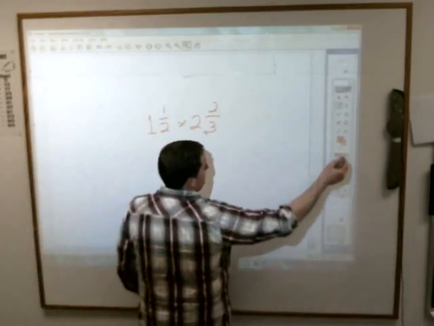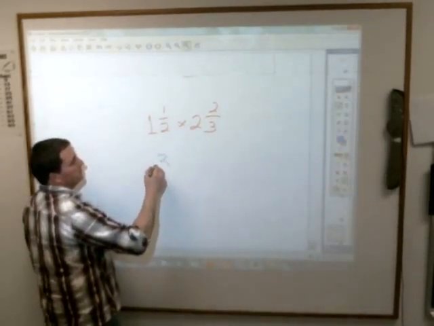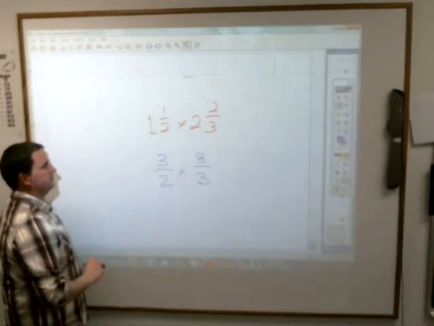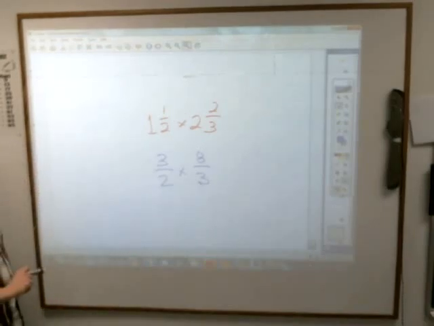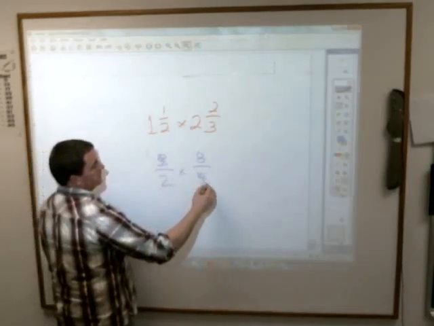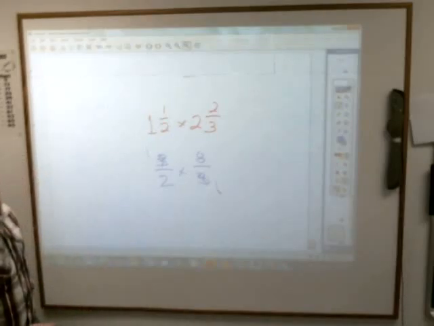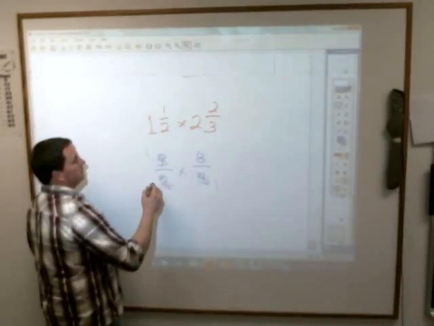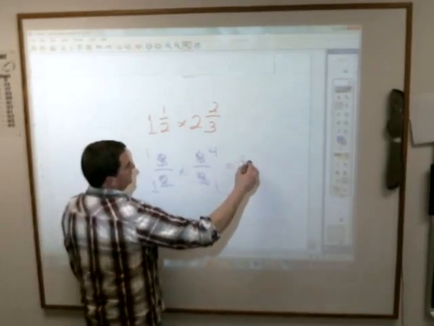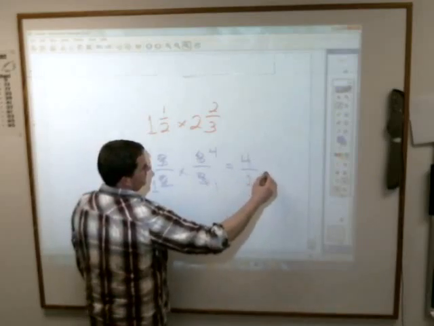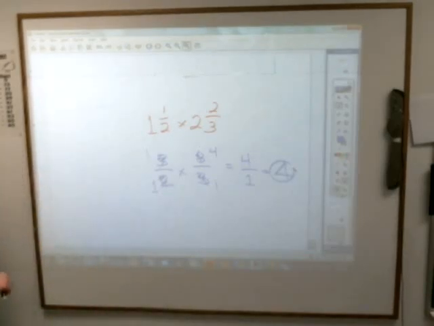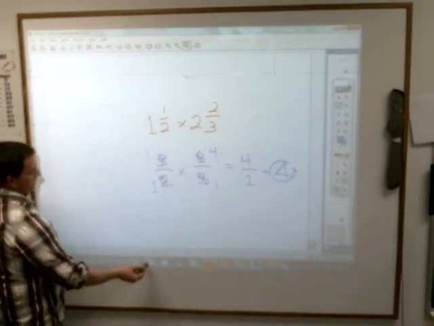First of all, you gotta make them improper. If you don't get that right, the rest is going to be wrong. You should have got 3/2 times 8/3, correct? And what crossed off there? The 3 and 3 crossed off. Those cross off because they each go into each other once. And what else crosses off? 2 goes into 2 once, and 2 goes into 8 4 times, so you're left with 4 times 1 over 1 times 1, which is just 4. Your life will be so much easier if you do this.